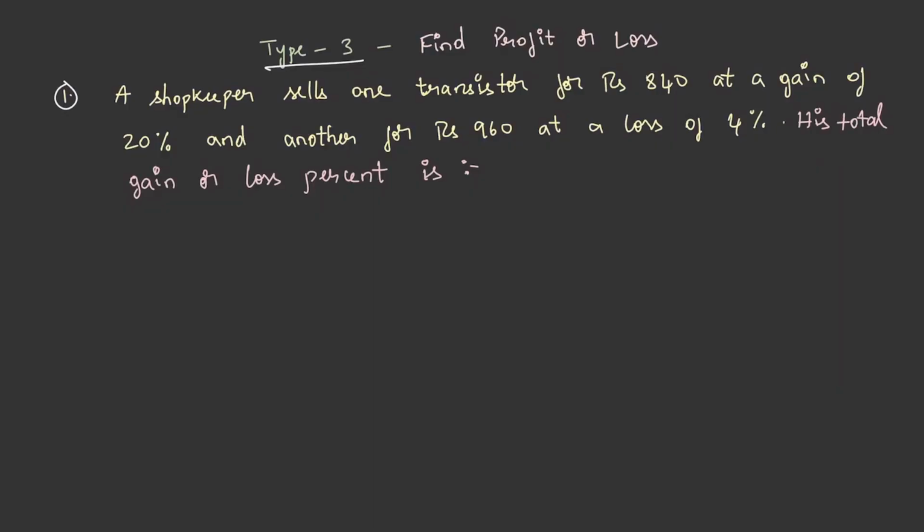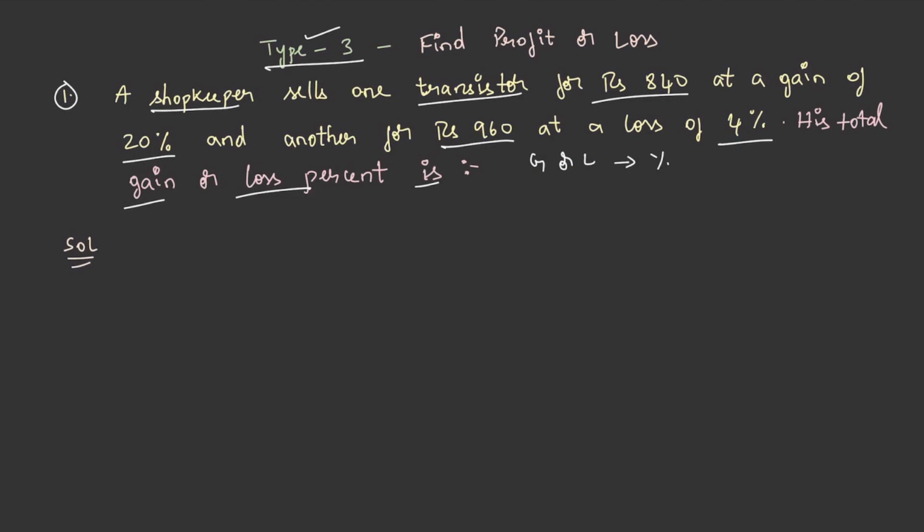Based on the given question, let us figure out whether the seller gains profit or incurs loss. Now let's solve the type 3 questions. A shopkeeper sells one transistor for rupees 840 at a gain of 20% and another for rupees 960 at a loss of 4%. His total gain or loss percent is. We need to find out whether it is a gain or loss and then find out its percentage.